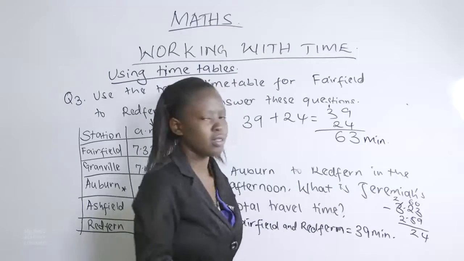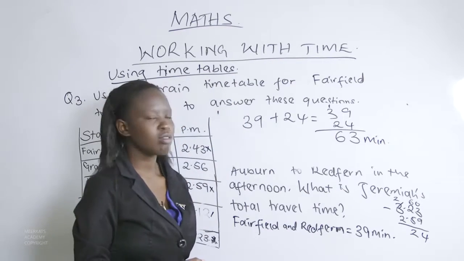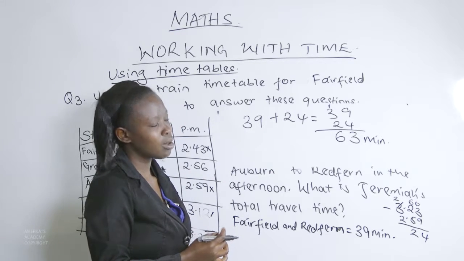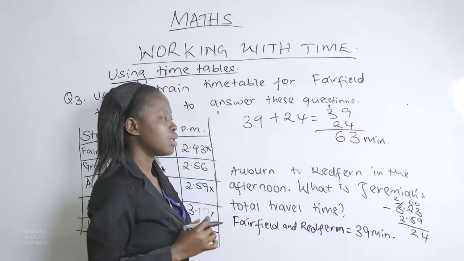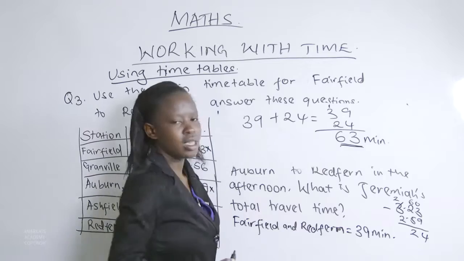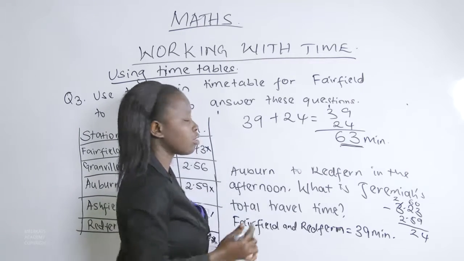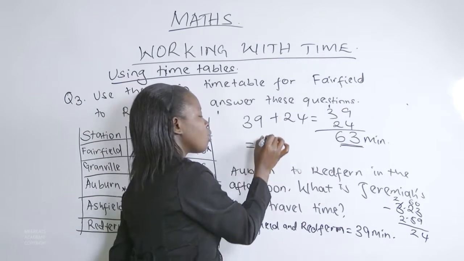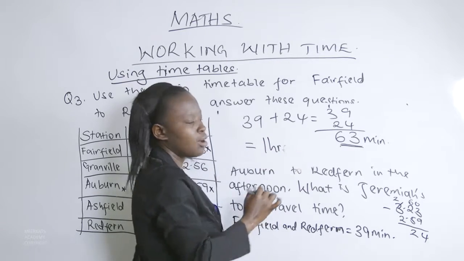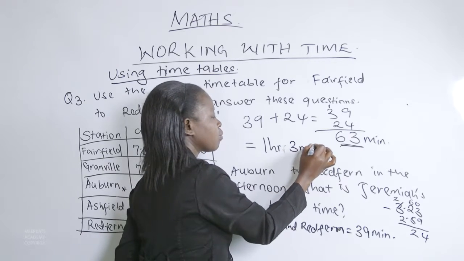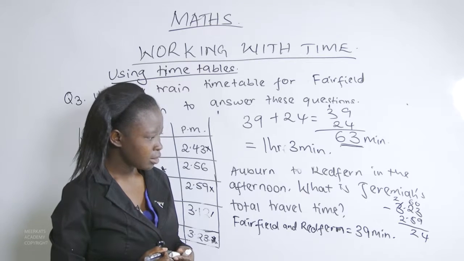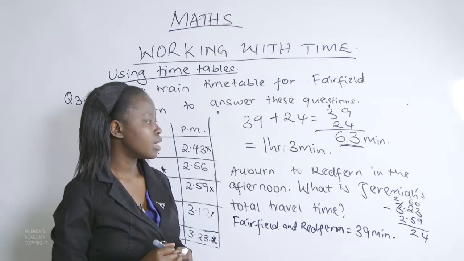If I have to convert these to hours, then it means 1 hour is 60 minutes. So if 1 hour is 60 minutes, then I have an hour here and a difference of 3 minutes. So the total time taken by Jeremiah will be 1 hour and 3 minutes. 1 hour, 3 minutes is the total time taken by Jeremiah.